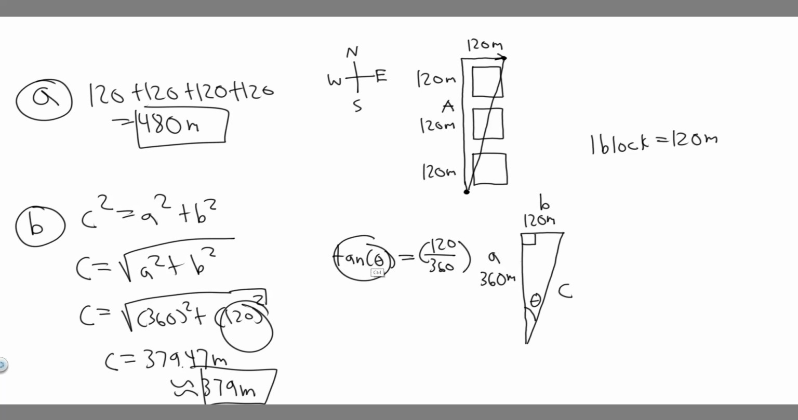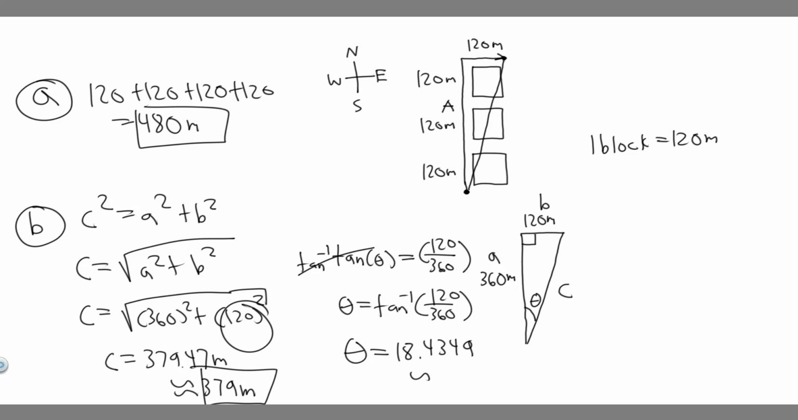But keep in mind what we want is theta, not the tangent of theta. So if we take the arc tangent of both sides, that's going to cancel the tangent. So you just have theta equals the arc tangent of 120 over 360, essentially your opposite over adjacent, right? So we want to plug this in: the arc tangent of 120 divided by 360. When you do that, you're going to get 18.4349. So I'm just going to say 18.4, and it's in degrees.